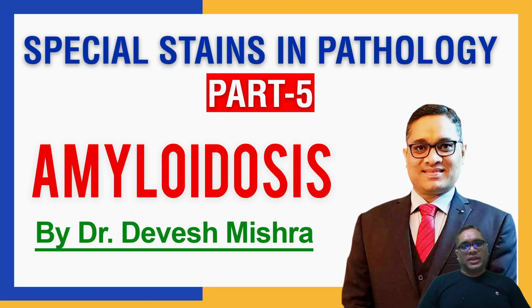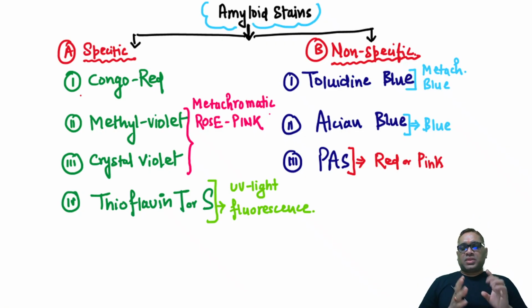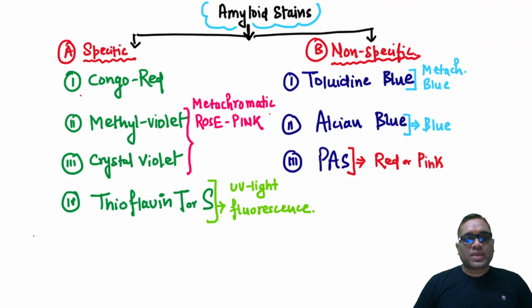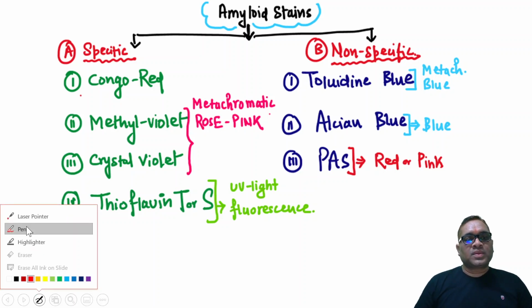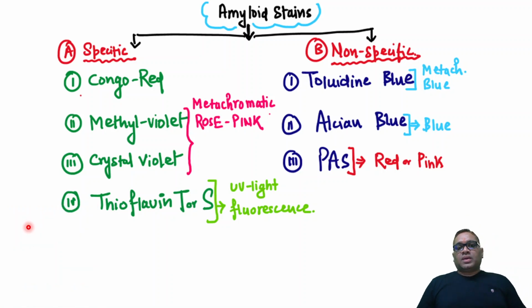Staining for amyloidosis. Right, so this is part 5, and here I am going to tell you about the important special stains for amyloid, which is not even given in Robbins. Right, so we can divide the special staining of the amyloid in two categories.